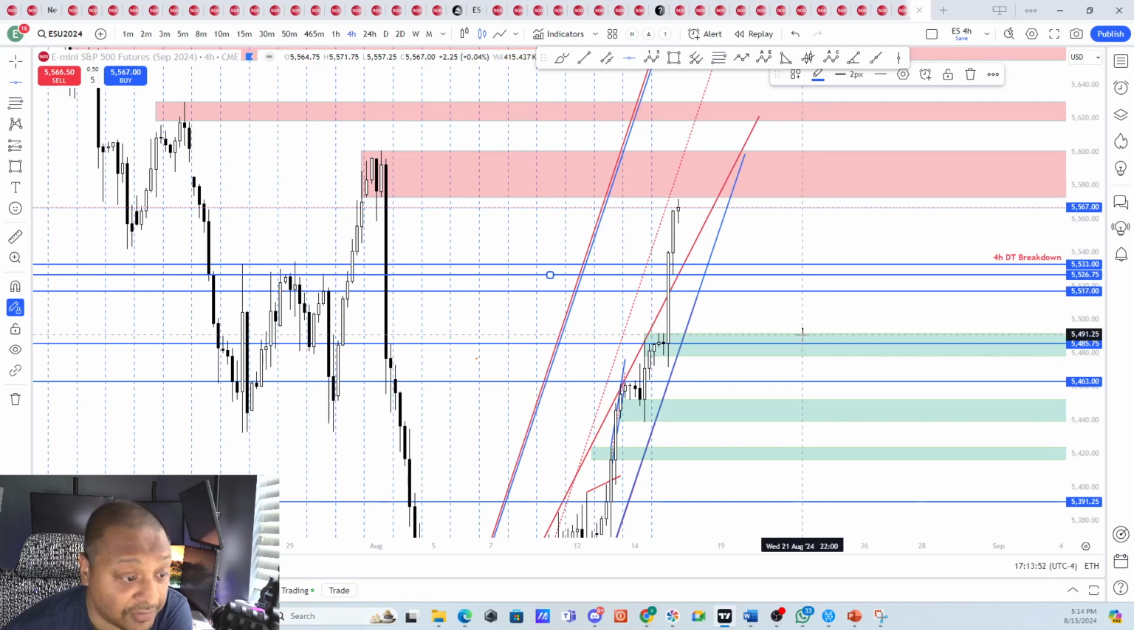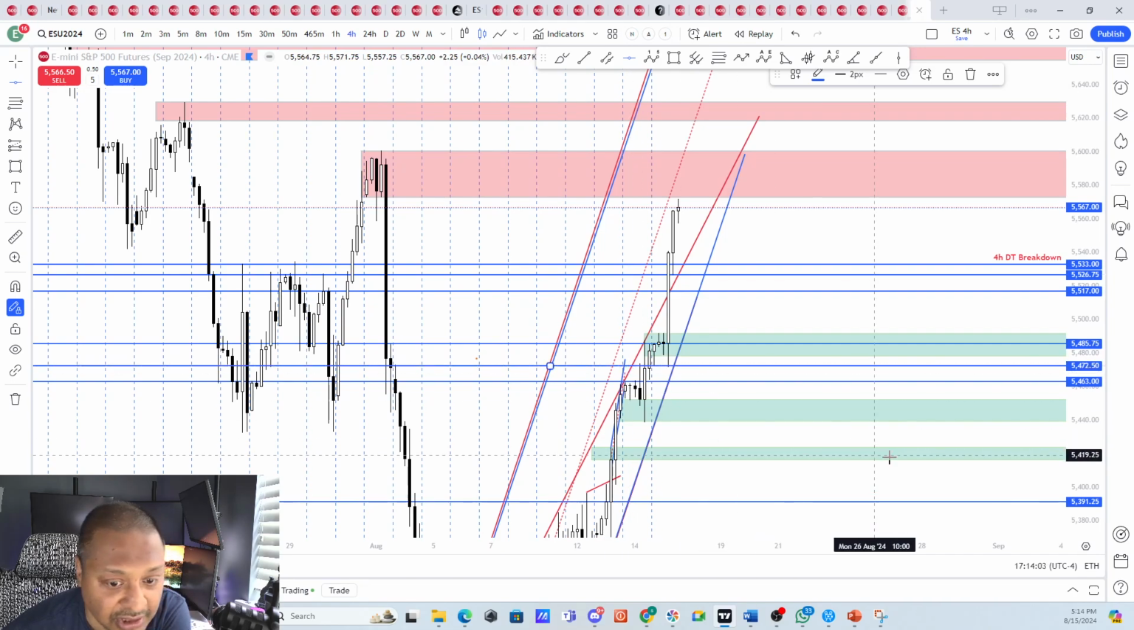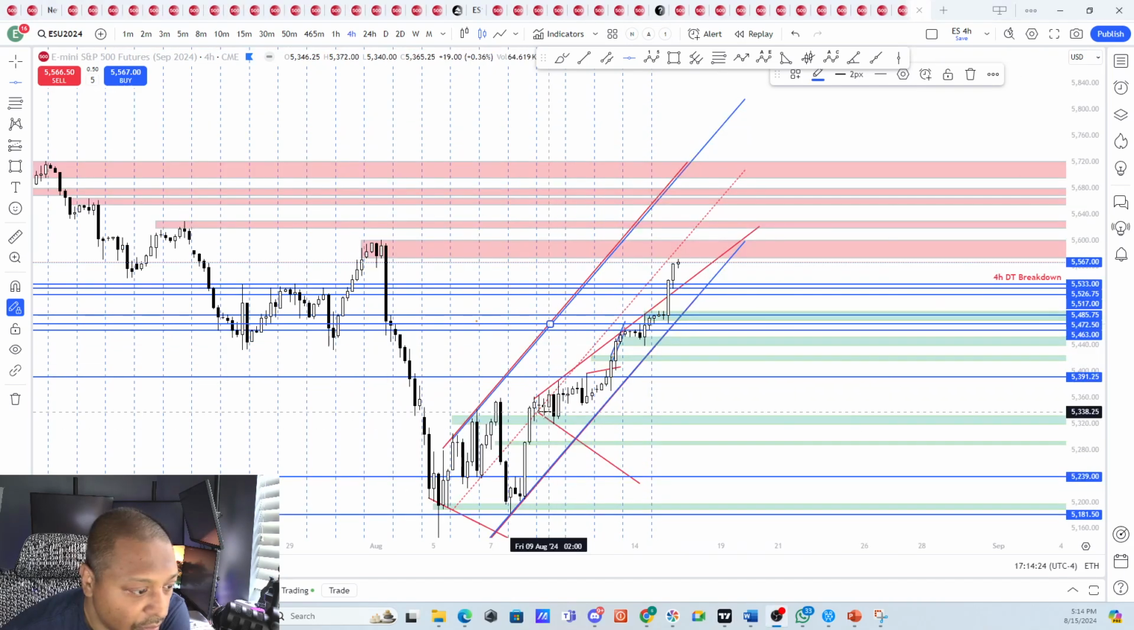If we break down 5517, there is a high possibility that we can come down to this 5492 area on the 4-hour chart, and then we will subsequently see the levels below. There will be one more important line here, which is at 5472, and then we can again come down through these levels. We also need to keep in mind that this was the first leg up, this was the second leg up, this is the third leg up, and we have broken out of the wedge.